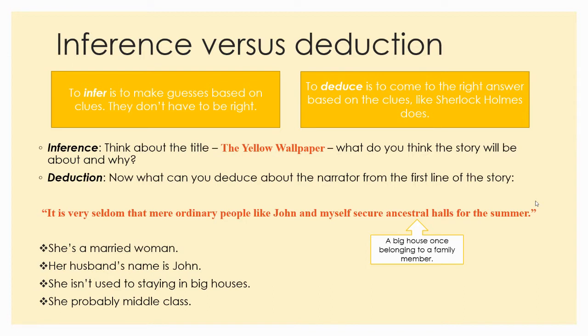She isn't used to staying in big houses because she says it's very seldom. That means it's rare. She's probably middle class. That's a more difficult one. You'd have to know a bit more about the context. But when she says "mere ordinary people", she wouldn't be working class, because they wouldn't have access to an old house belonging to some family member somewhere down the line. So she's probably middle class. So there's inference and deduction, just as an English skill to get you warmed up.